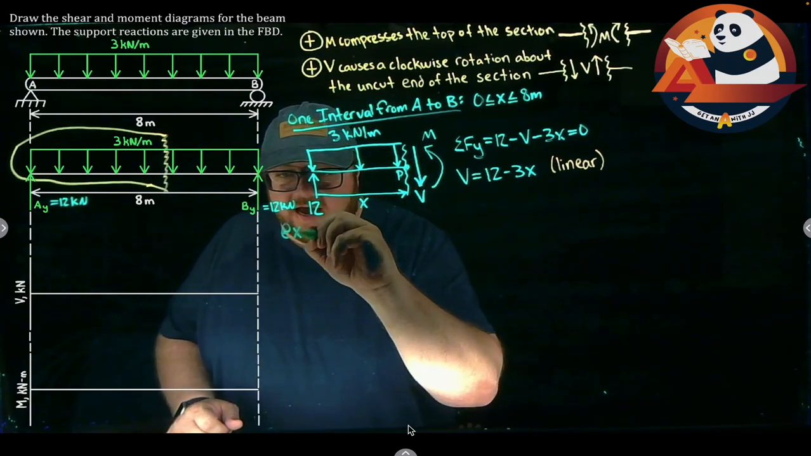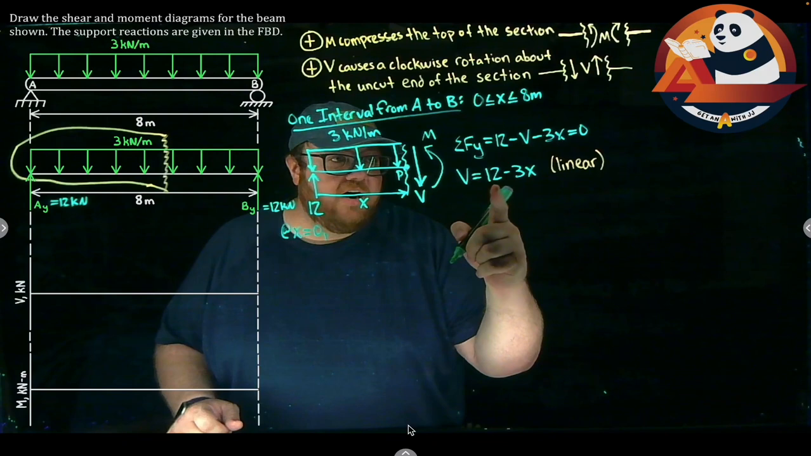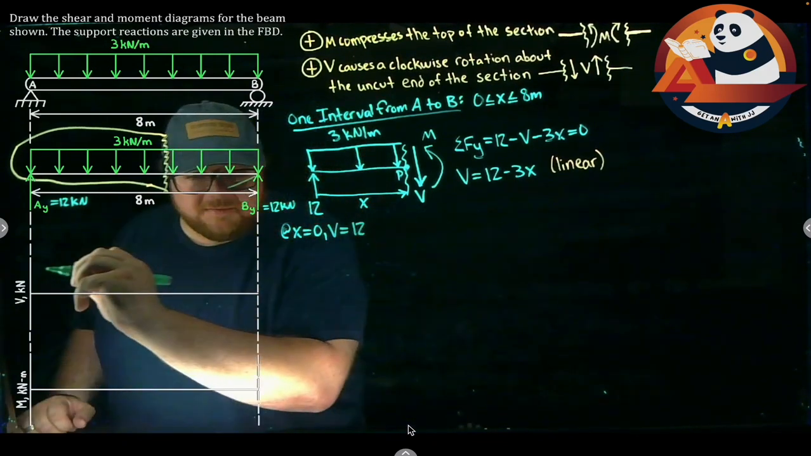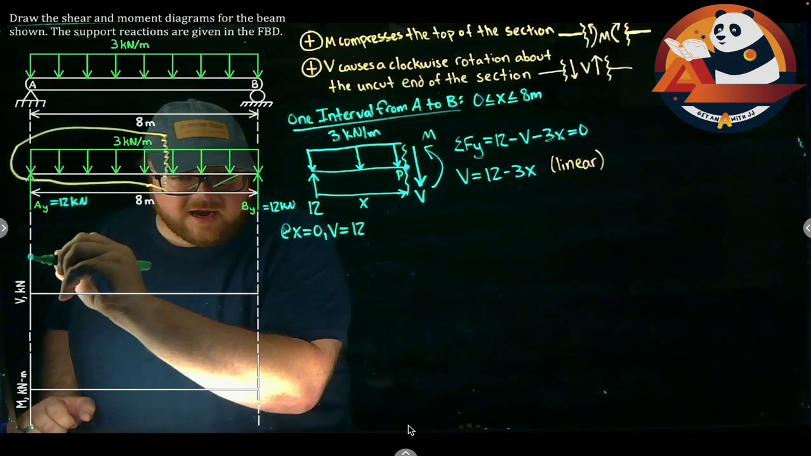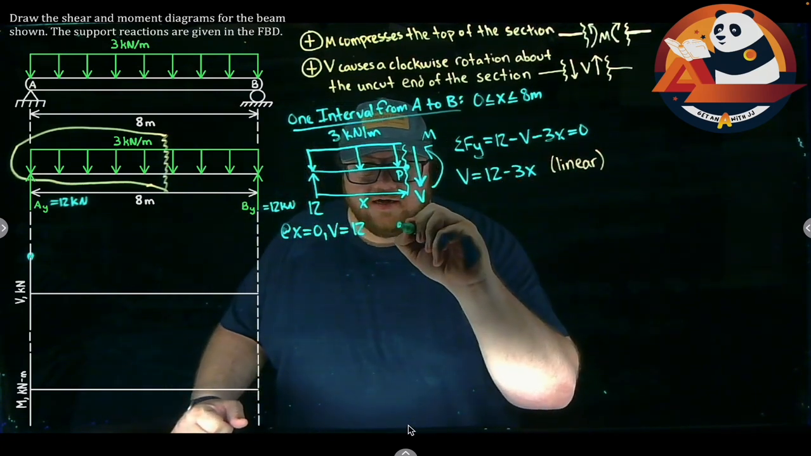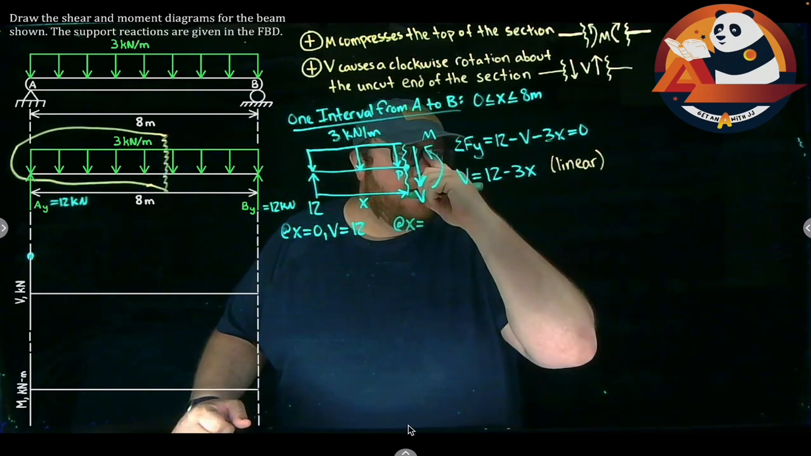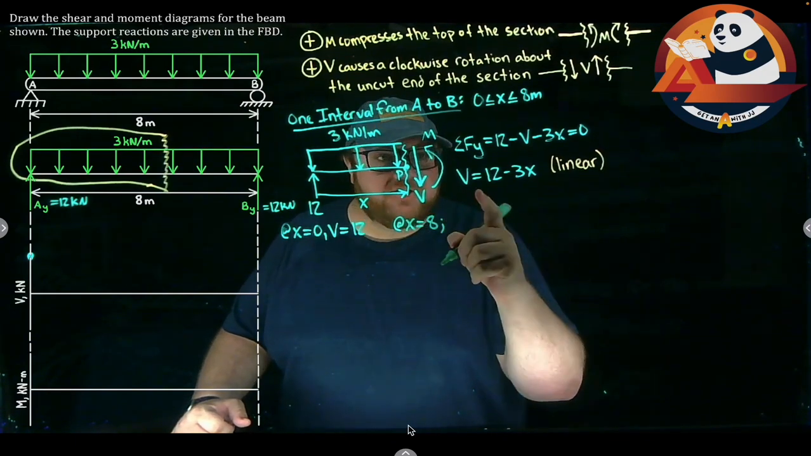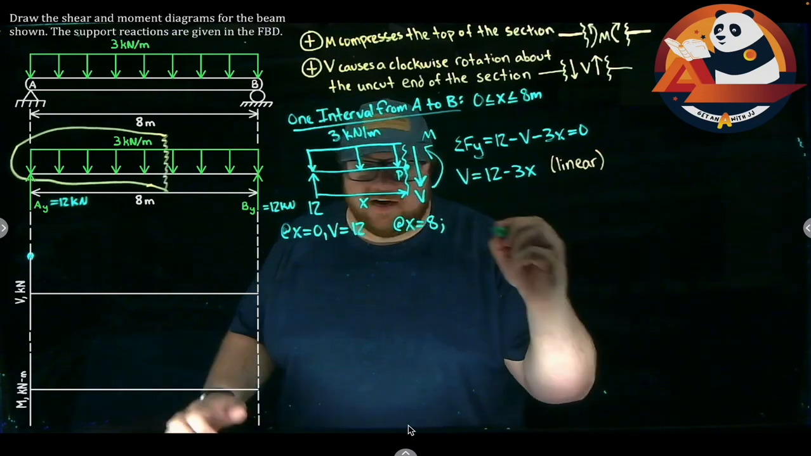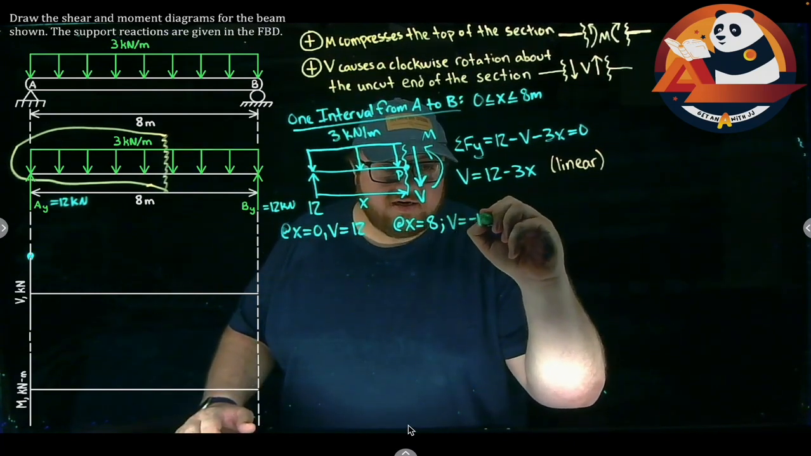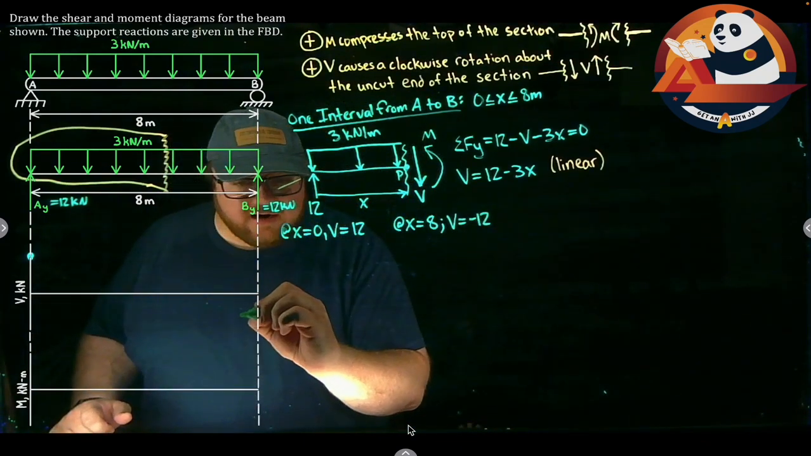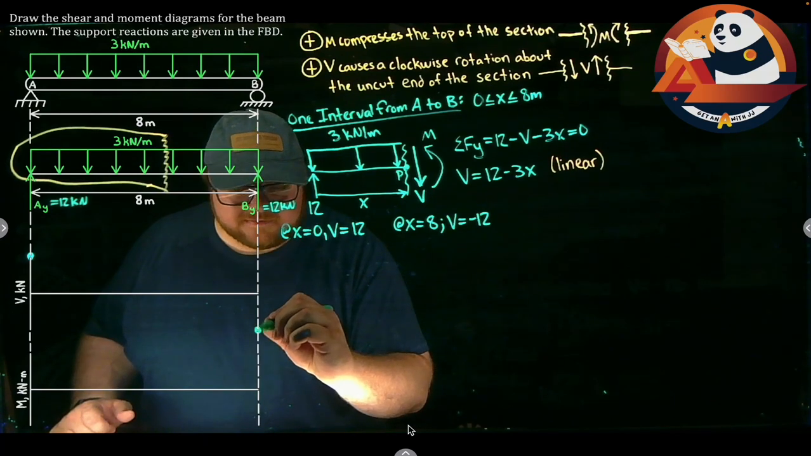At x equals 0, 12 minus 3 times 0 gets us that our shear is 12. So that's going to be my starting point in here. I am at 12. My next boundary condition will be what happens at x equals 8. At x equals 8, my shear will be 12 minus 3 times 8. I'm going to get negative 12 here. V equals negative 12. So I start at 12, and I know at the end of the beam, I'm out here at negative 12.